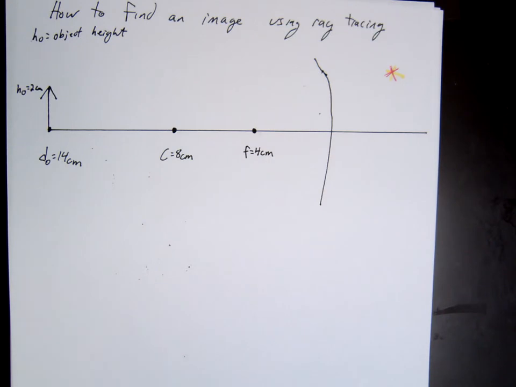Alright, so again, what I'm going to show you is a graphical technique for how to find an image using what's called ray tracing. I'm going to start writing the rules down, and we're just going to do it together. As I write the rule, we'll draw them out together. The first few times it gets a little tricky, but then it becomes a piece of cake.